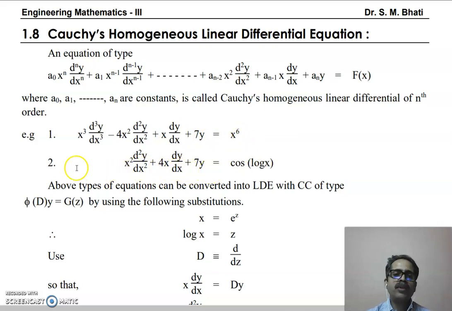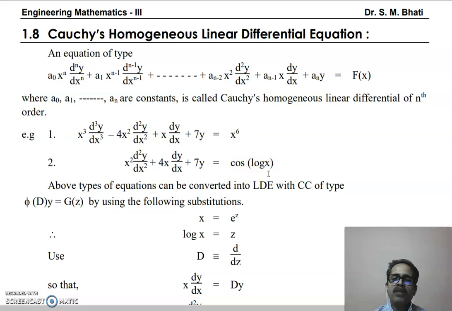And same story for the next example. This is the second order derivative, its coefficient contains x square, and this is the first order derivative, its coefficient contains x, and this is the zero order derivative and no x here. And you can see the coefficients are 1, here plus 4, here plus 7. The right hand side is only a function of x. So it's very easy to identify a Cauchy differential equation.